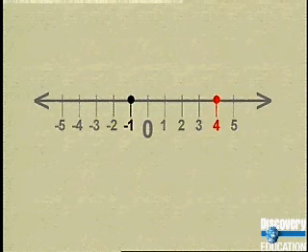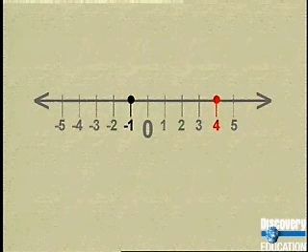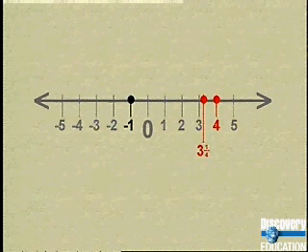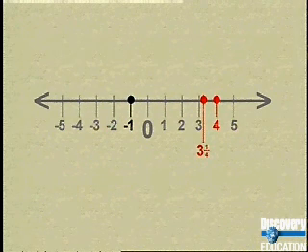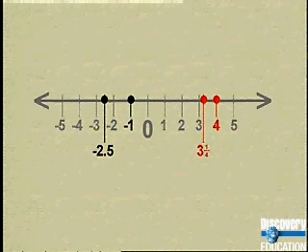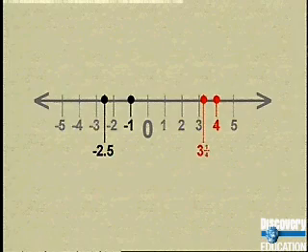Now, if I wanted to graph 3 and 1/4 on the number line, I'd have to plot a point 1/4 of the way between 3 and 4. Or if I wanted to graph -2.5 on the number line, I'd have to put a point in between -2 and -3. So you got that?